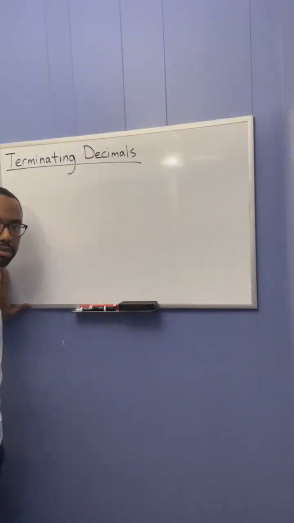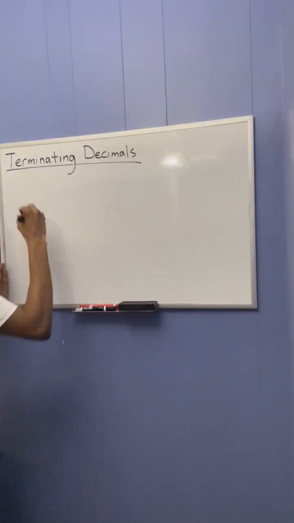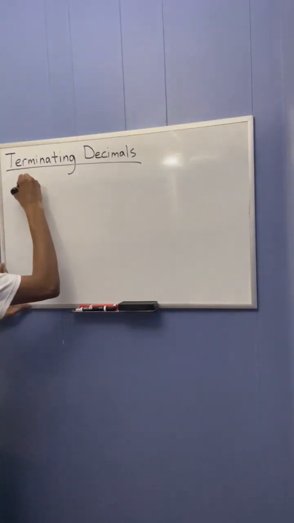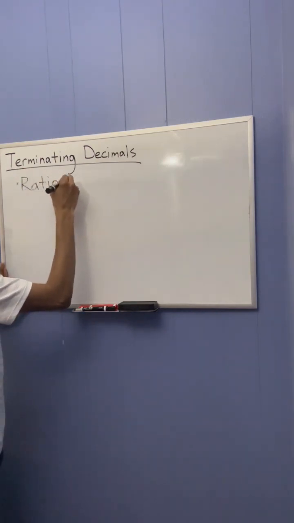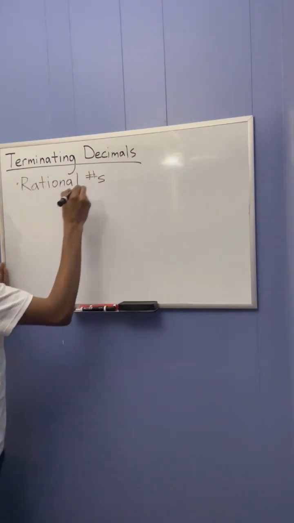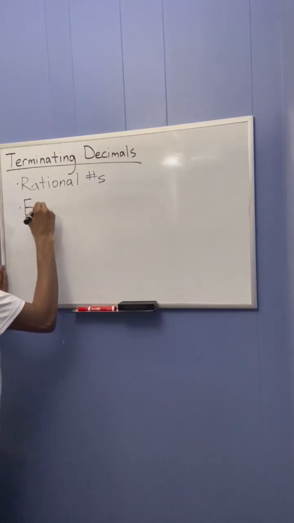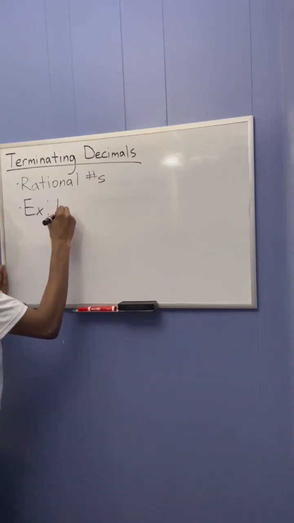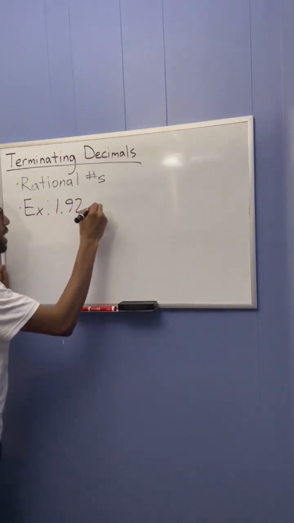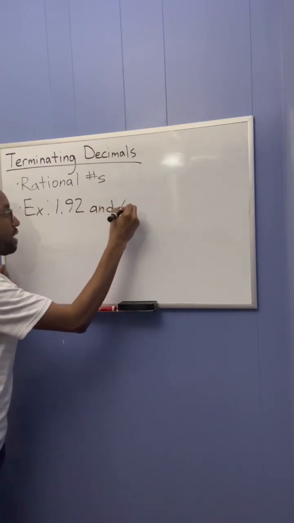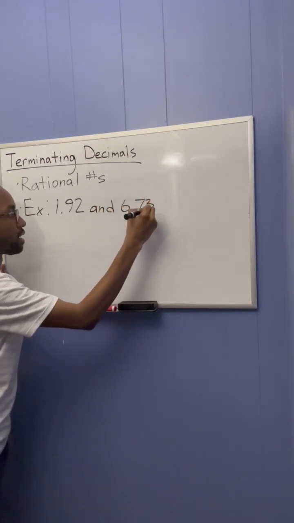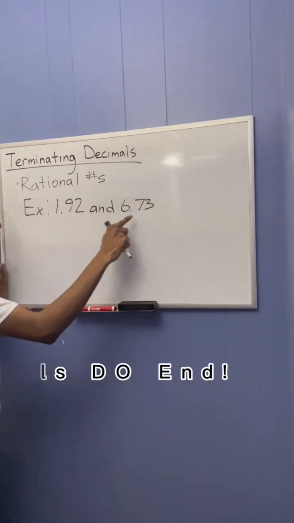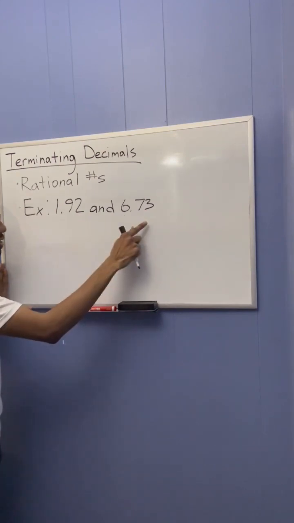Now I will explain to you the types of decimals, which are terminating and non-terminating. Let's start with terminating decimals. Terminating decimals are rational numbers. Some examples are 1.92 and 6.73. Notice that these two examples can be expressed as fractions.